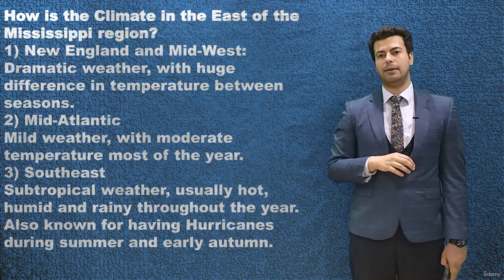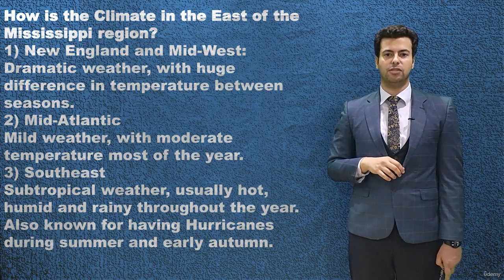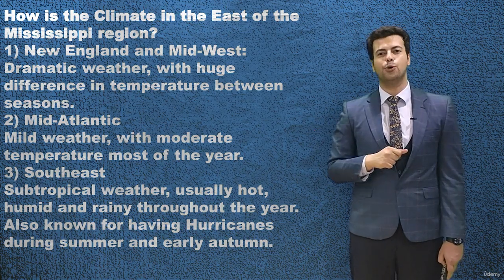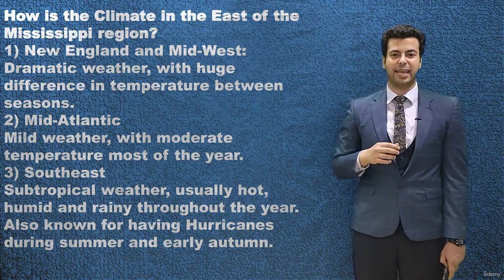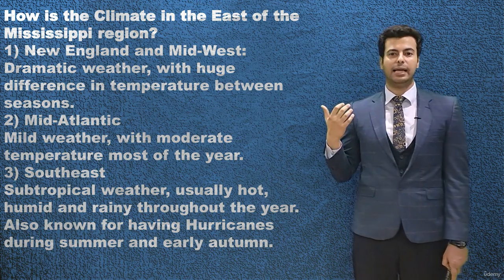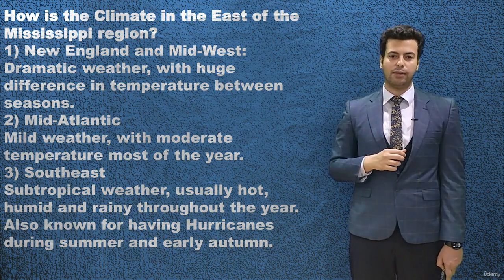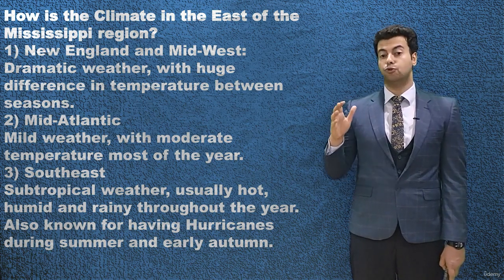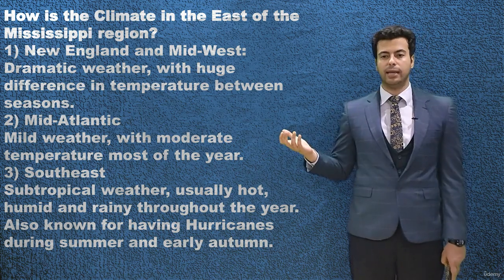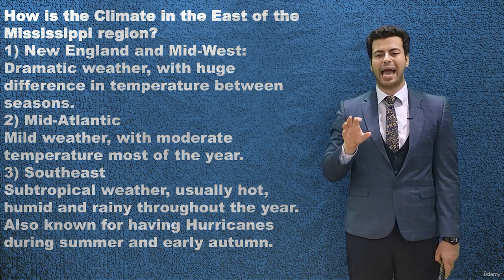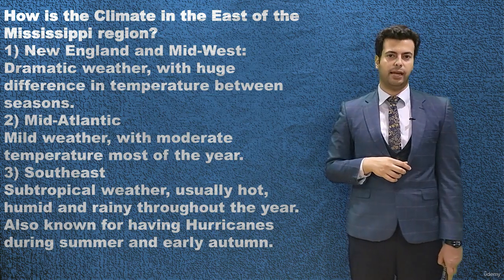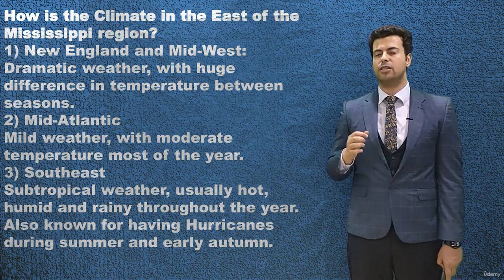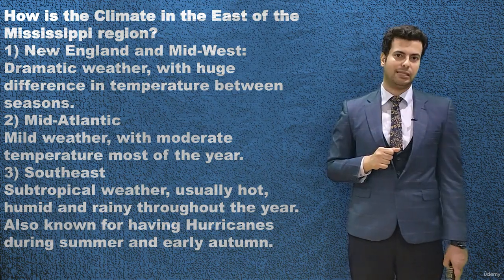Now, how about the climate in the region east of the Mississippi? We say that New England and the Midwest have a dramatic climate, like your bad girlfriend, with a huge difference in temperature between the seasons, while the Mid-Atlantic has mild weather with moderate temperature most of the year. The Southeast, on the other hand, has tropical weather, usually hot, humid, and rainy throughout the year. It's also known for having hurricanes during the summer and early autumn. And at the end of this video, we'll be learning about one of the most horrifying, catastrophic hurricanes that hit the United States in 2005.